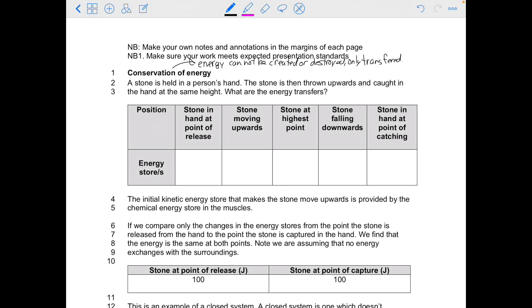Remember, it's not moving once at that millisecond it's at its highest point. What is the energy store as it's falling downwards? And what is the energy store in your hand at the point of catching it? So 1/2 second before you catch it. This one is also 1/2 second after you release it. What is its energy store? So I want you to write down all of those.